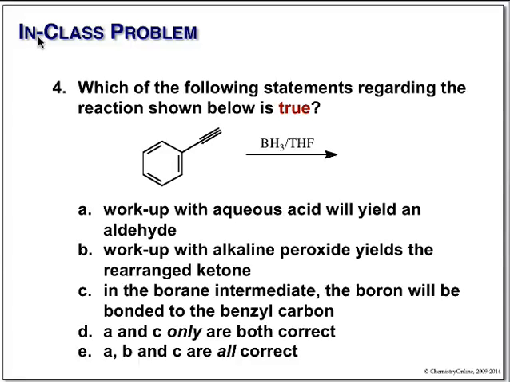So it goes from an alkene or an alkyne all the way down to the hydrocarbon. Here, let's look at our options. A is work up with aqueous acid, will yield an aldehyde. Let's see, alkaline peroxide yields a rearranged ketone. We have no rearrangement. Borane intermediate, the boron will be bonded to the benzyl carbon.